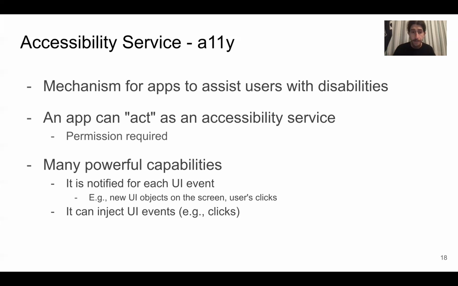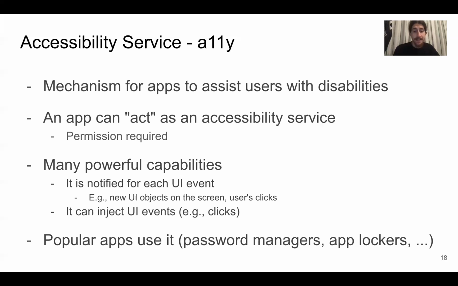Another use case that I've heard of is that some people with disabilities cannot really type easily on their phone, so they can attach an external device. This external device may communicate with an application on the phone that acts as an accessibility service, and this application can automatically interact by clicking around, by entering text, and so forth. Okay, so it's an extremely important component.